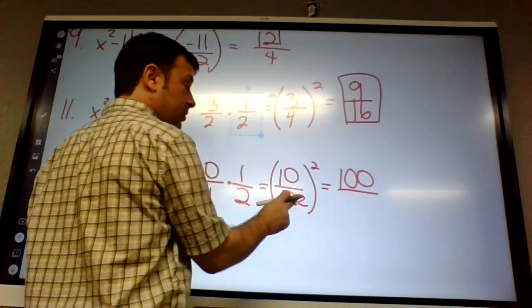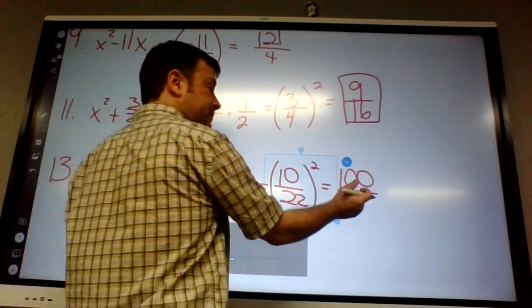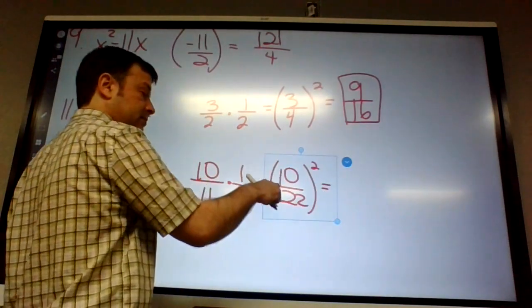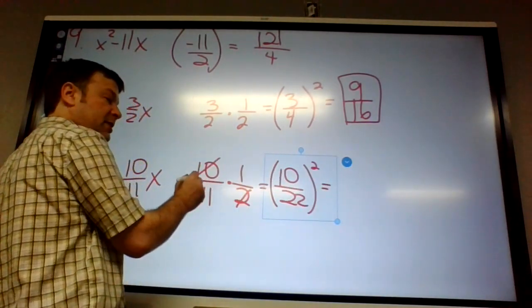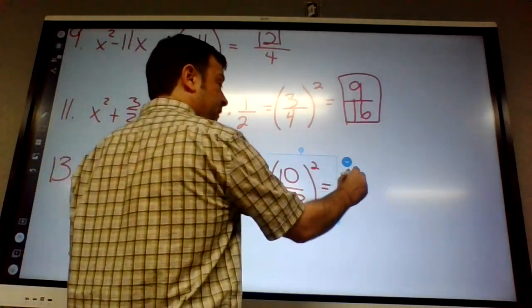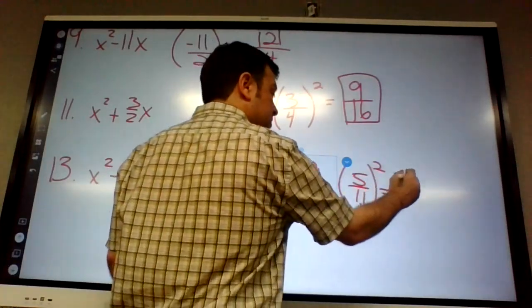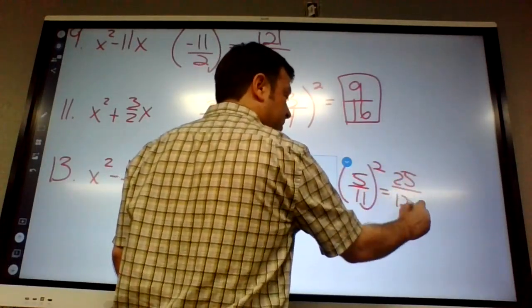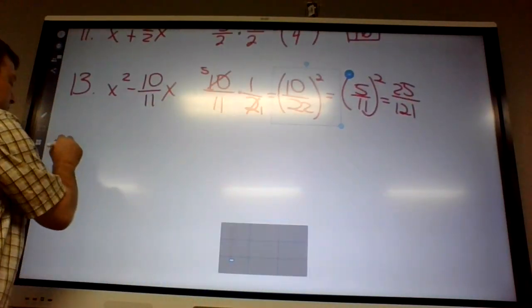That's easy. Oh, you know what? I should have reduced before I did that, right? Easy was just 5 over 11. Actually, we probably should have reduced right here. You guys remember when you multiply, you can cross cancel. So it should have been 5/11, and then we didn't need a calculator for that, because 11 squared we just did a minute ago.